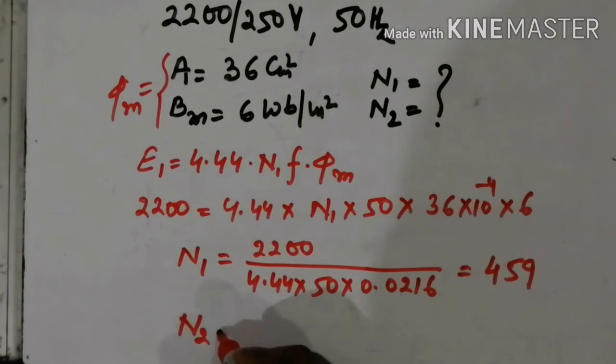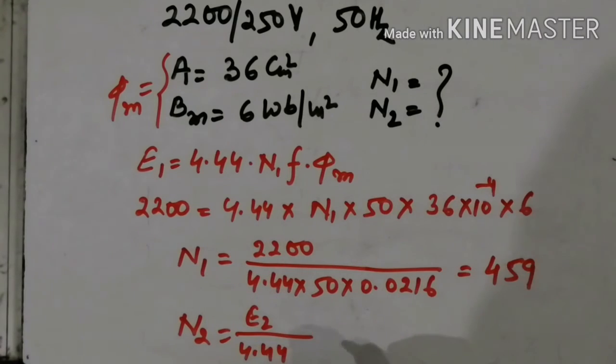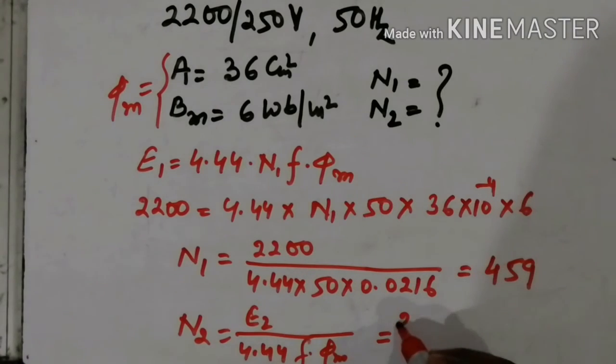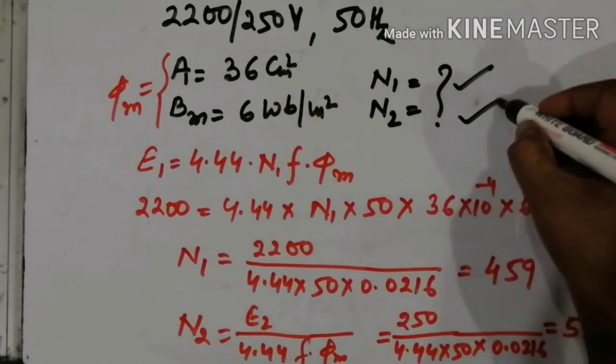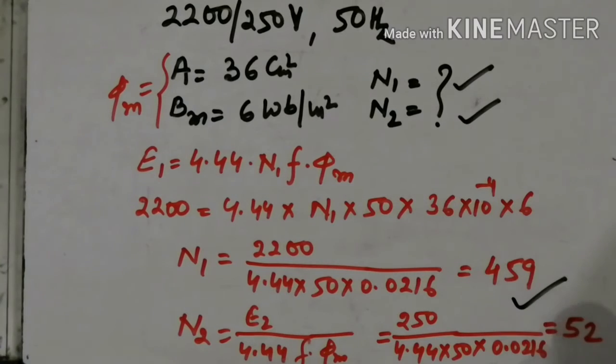Similarly, N2 is equal to E2 divided by 4.44 F into phi maximum. After putting the data, that is 250 divided by 4.44 into 50 into 0.0216, and it is 52. So the number of turns in the primary and secondary are 459 and 52.